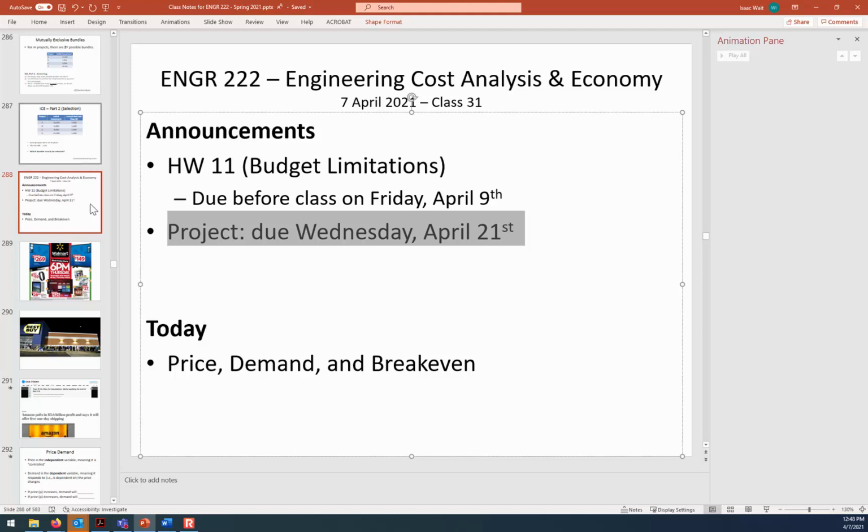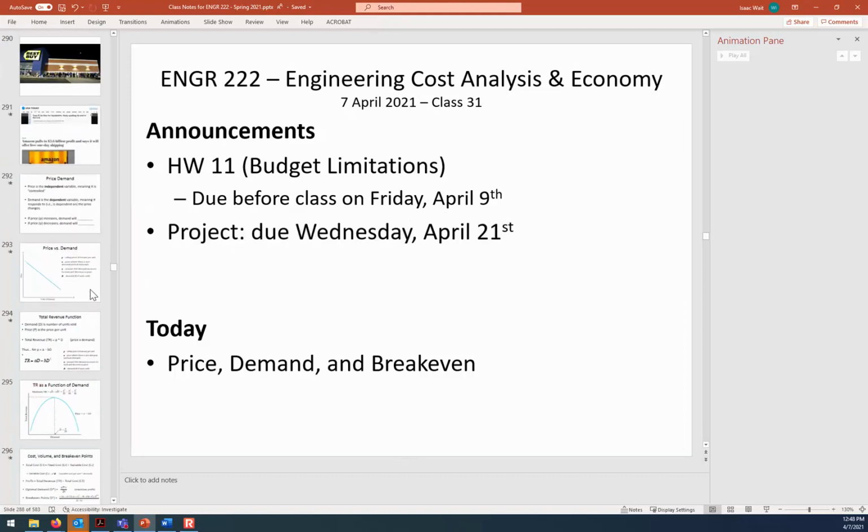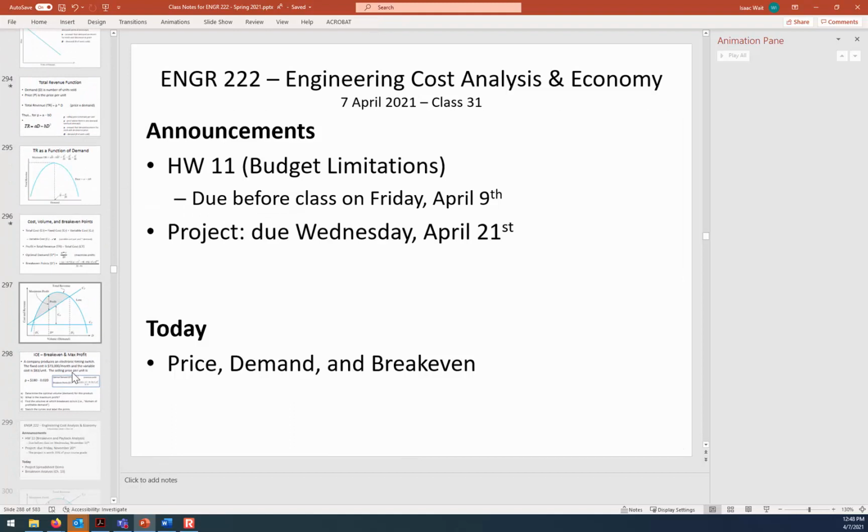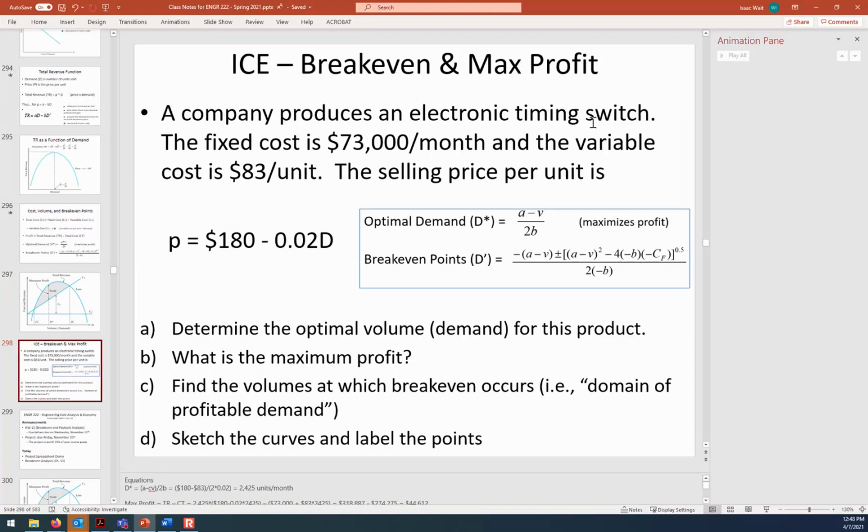Yusuf asks about the time, and that's a good question. In the example we worked today, this was per month. So we were doing this on the basis of a month, and this would be the optimal volume in a monthly period, because the pricing and the fixed costs were expressed on a monthly basis.